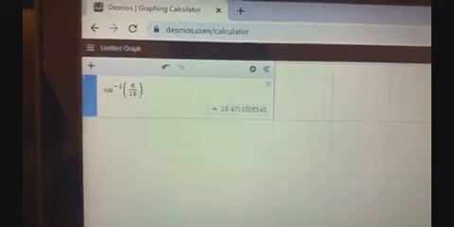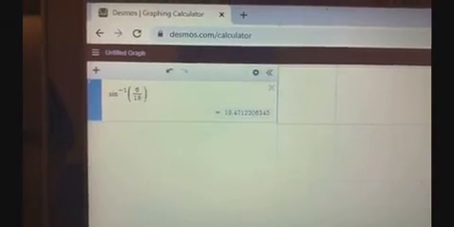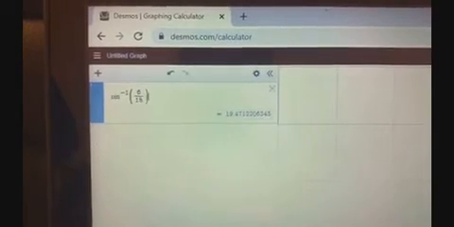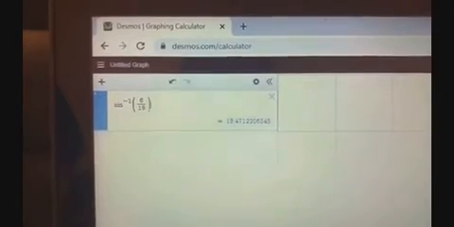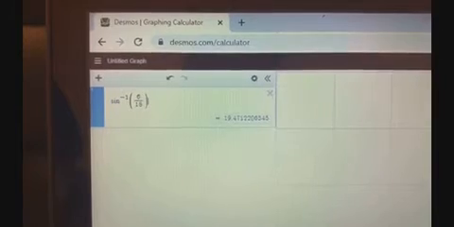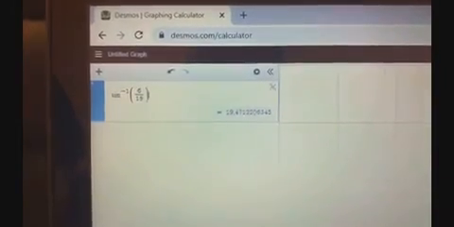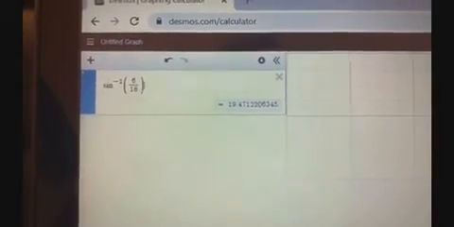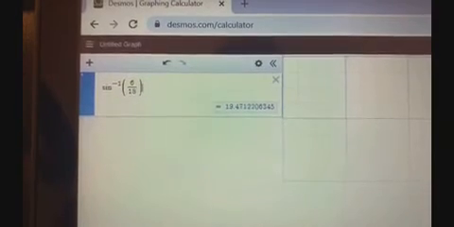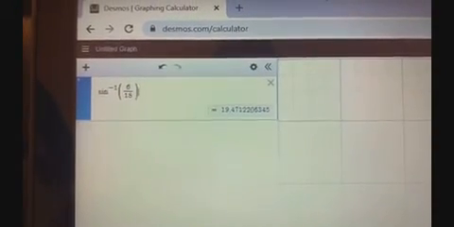I have now typed it into Desmos, and if you are in the correct setting, degrees, and you have typed in your function sin -1, 6 divided by 18, you will get 19.4, and if we are rounding to whole number, it will stay 19 degrees.